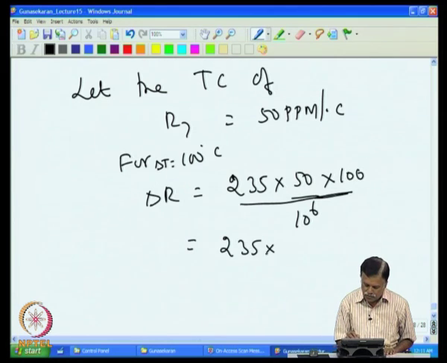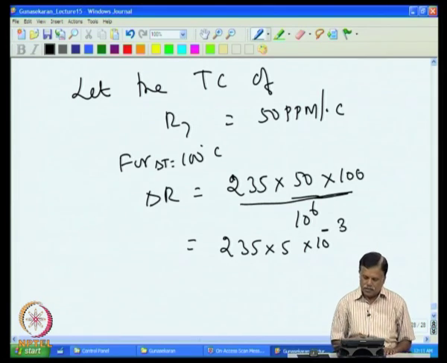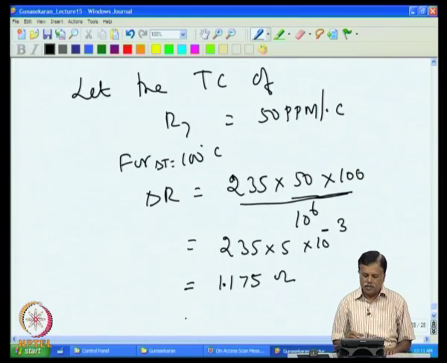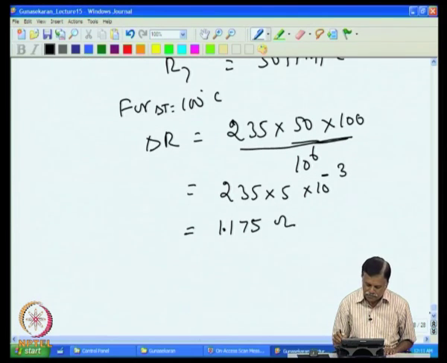That will give you 235 into 5 into 10 power minus 3, that amounts to 1.15 ohms actually. That is, the total change will be 1.175 ohm resistance change expected in the 235 ohm resistance when a temperature change of 100 degree occurs. So, what is the corresponding current change?